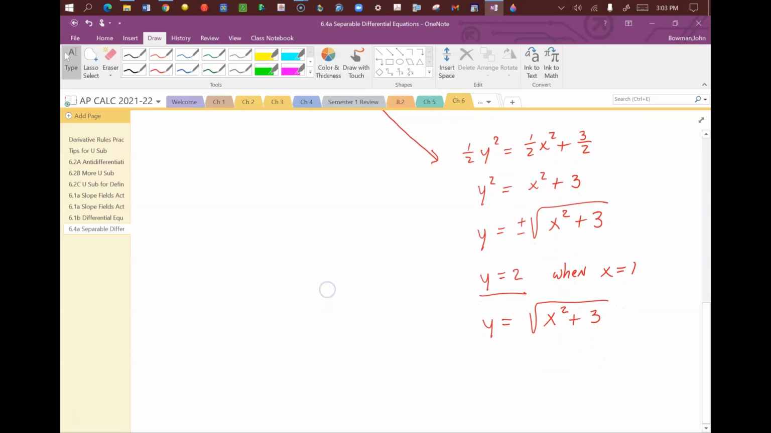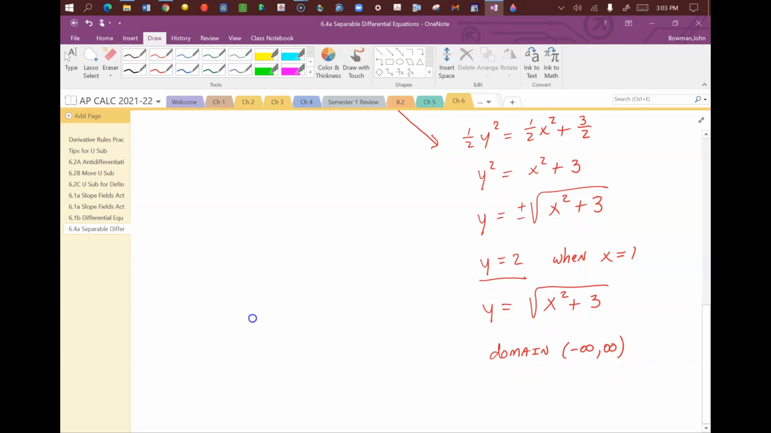And as you know, the domain of that function would be all real numbers from negative infinity to positive infinity, because no matter what we put in for x, when we square it, it's going to be positive or 0, and when we add 3 to it, it's going to be positive. So we end up with a domain of negative infinity to positive infinity.